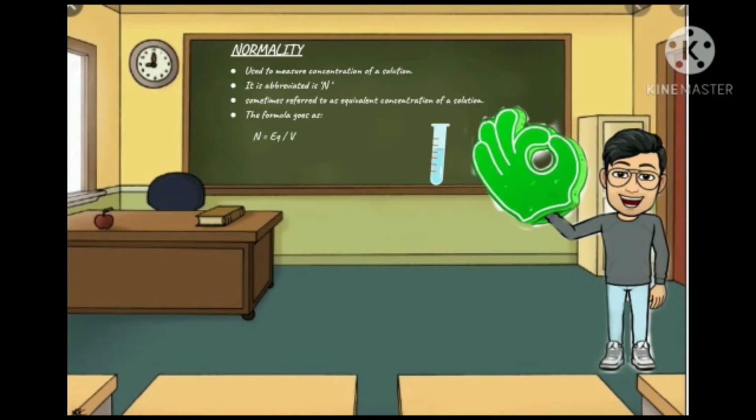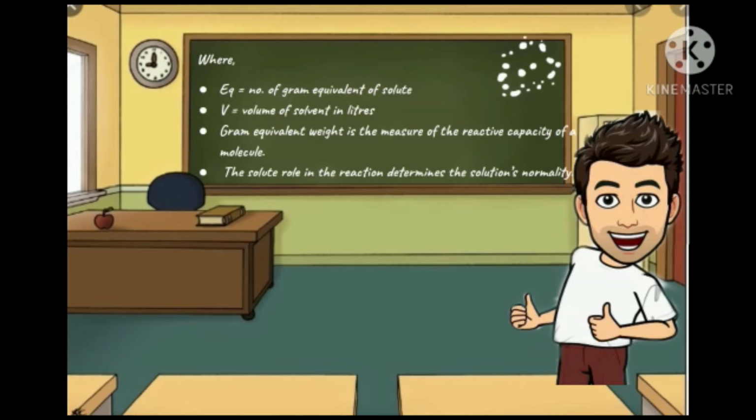Anand, over to you. Yes, so the first one which we will see is normality. In chemistry, it is one of the expressions used to measure the concentration of a solution. It is abbreviated as N and sometimes referred to as equivalent concentration of a solution. The formula goes as N equals EQ divided by V. In this formula, EQ is the number of gram equivalents of solute and V is the volume of solvent in liters. Gram equivalent weight is the measure of the reactive capacity of a molecule. The solute's role in the reaction determines the solution's normality.